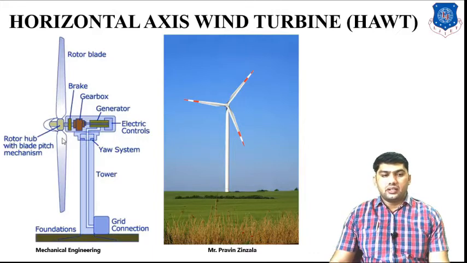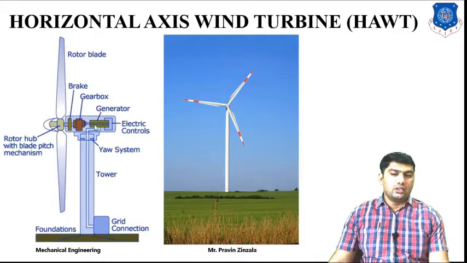Second is the pitch control mechanism. When the wind velocity changes, we still have to supply constant RPM and constant torque to the gearbox. So by changing the blade angle, we can change the torque and revolution of the shaft.